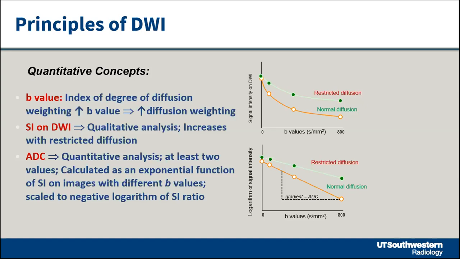ADC, apparent diffusion coefficient, helps us with quantitative analysis. And you can see these curves. The more points you have on the curve, the more reproducible that curve would be. But you need at least 2 points to form a curve. And this is exponential ADC or EADC. That map also can be generated. I usually don't look at this. I usually look at the main ADC map.